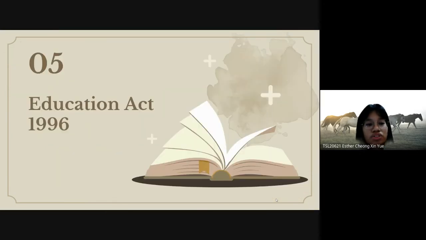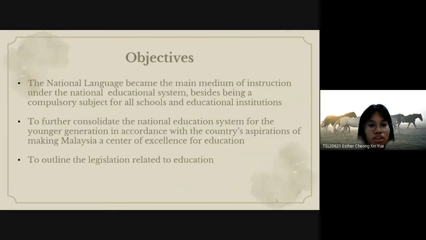Next, we are going to look into the Education Act 1996. These are the objectives of the Education Act 1996: the national language became the main medium of instruction under the national education system, besides being a compulsory subject for all schools and educational institutions. Also, to further consolidate the national education system for the younger generation in accordance with the country's aspiration of making Malaysia a center of excellence for education.